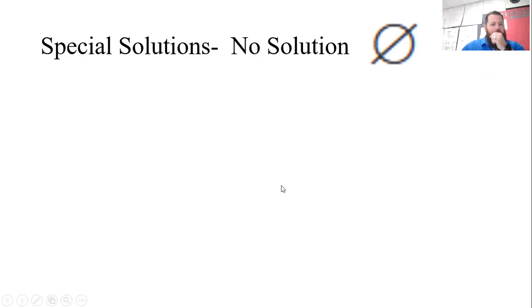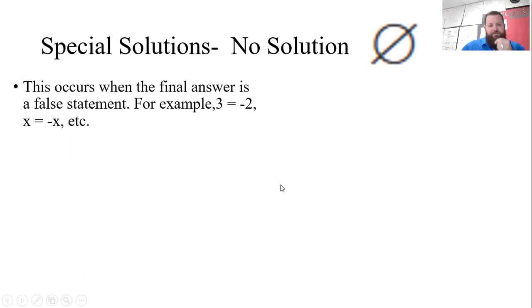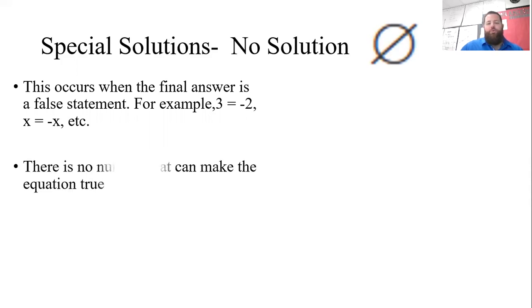The second special solution that we have is called no solution, and that is the symbol up there as well on the top right. No solution occurs when the final answer is a false statement. For example, 3 equals -2, x equals -x. Those are not true statements. They're not the same. What that means is that there's no number that can make the equation true. It doesn't matter what number you can possibly think of, it will never work.